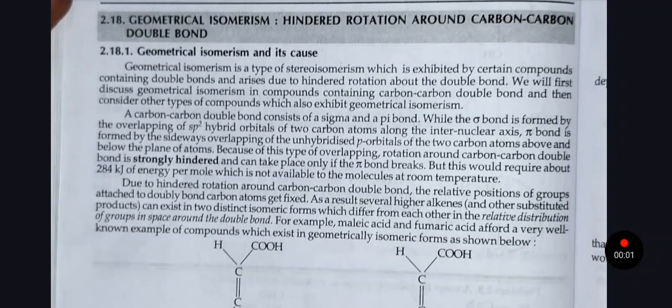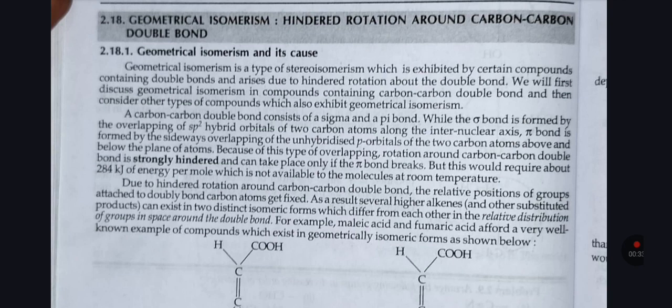Geometrical isomerism: hindered rotation around carbon-carbon double bond. Geometrical isomerism and its cause. Geometrical isomerism is a type of stereoisomerism exhibited by certain compounds containing a double bond and arises due to hindered rotation about the double bond. We will first discuss geometrical isomerism in compounds containing a carbon-carbon double bond and then consider other types of compounds which also exhibit geometrical isomerism.